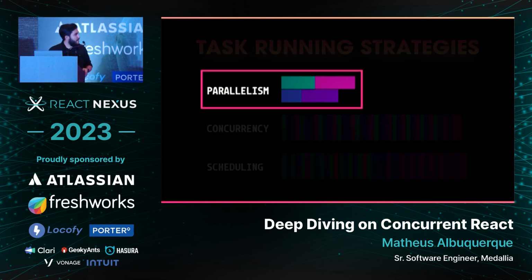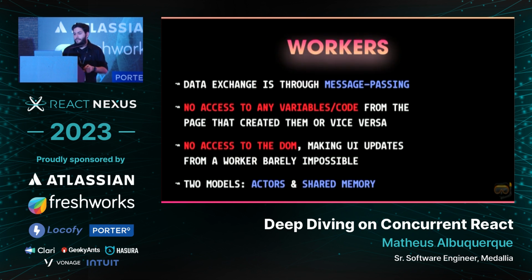So let's actually start with the opposite. So let's talk about parallelism. When we talk about parallelism in the browser, I guess the first thing many of us think about is web workers. If you are not familiar with workers, basically data exchange happens via message passing. But this comes with two gotchas.